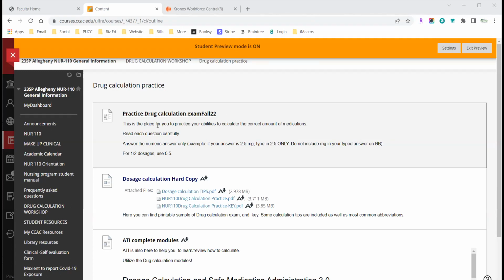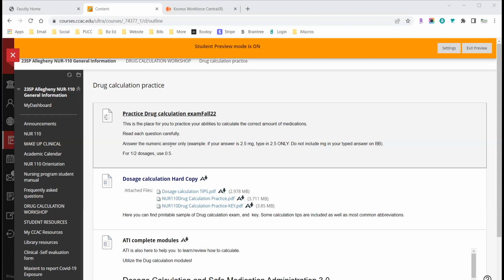You're welcome. All right. So a couple things when you start up the practice drug calc exam, it tells you to answer the numeric answer only. So that means you do need to be in the habit of writing your units. But as far as answering these questions, at least for the way it's keyed, they just want you to type in the number, right? The example there is if your answer is 2.5 milligrams, you're just going to type in 2.5.